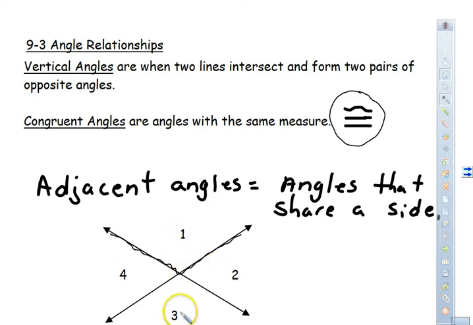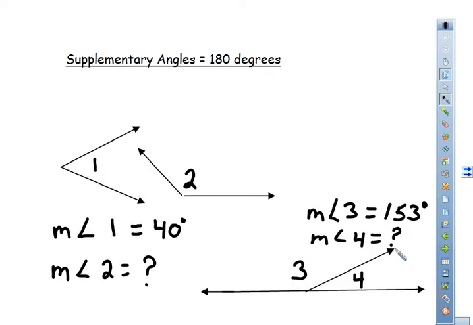And then 1 and 3 are what we call vertical angles, and 2 and 4 are also vertical angles. So now let's look at the next part, and I'm going to give you a few seconds or minutes here as well, so go ahead and hit pause and write this information down.